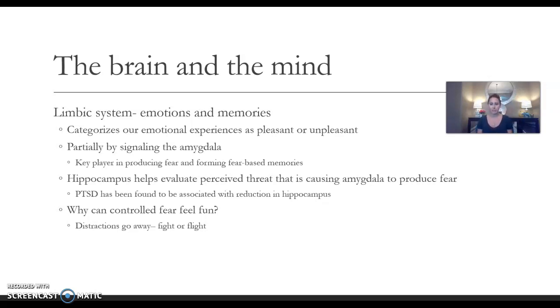First of all, the limbic system. Absolutely remember the term limbic system. The limbic system is the part of your brain that's made up of several different structures that plays the primary role in your emotions and your memories. It categorizes your emotional experiences as being either pleasant or unpleasant. Part of how it does this is one of the structures in the limbic system, the amygdala. The key word to keep in mind with amygdala is fear. Your amygdala is a key player in producing fear and in forming fear-based memories.